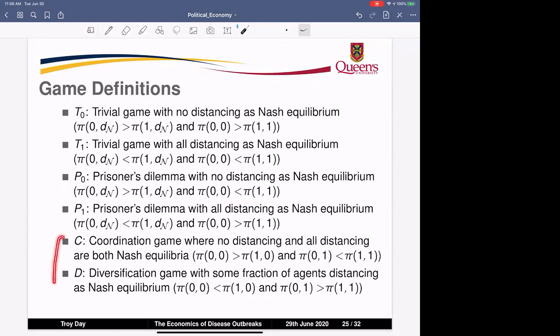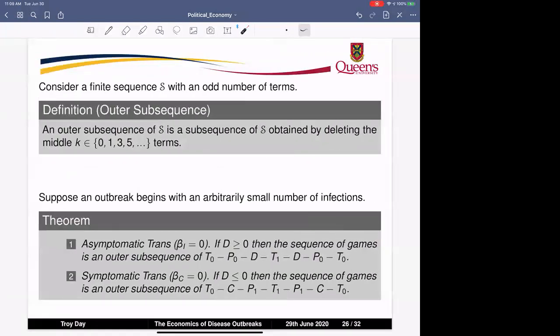And then there are these coordination games. So I do better by doing the same thing as everybody else, basically. And the diversification game is sort of the opposite of that in a sense. So those are how I'm going to define these games. And now this is basically a statement of the main result that I want to convey. And then I'll show you a graphical illustration of the statement and explain why it is the way it is.